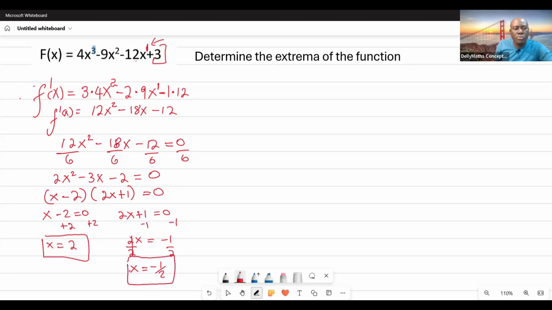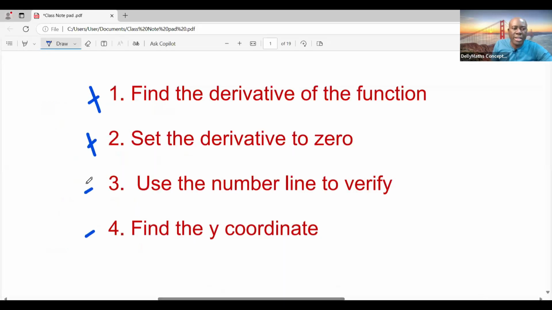X is equal to 2 and x is equal to -1/2. What's next, right? So let's take a look. The third thing that we're going to do now is go on our number line and check to verify what's going on. So let us get into some details.